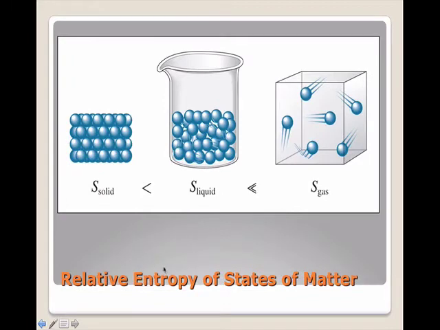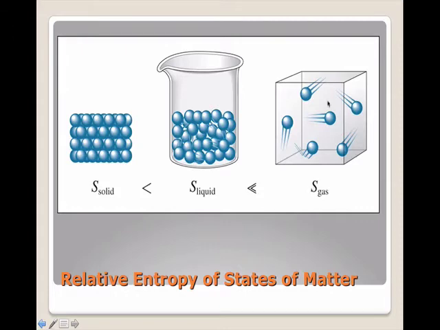So if we relate entropy then to the states of matter, because we're saying entropy is this randomness, it's disorder, the entropy of a solid is going to be a lot less than the entropy of a liquid, which is allowed to move around, which compared to the entropy of a gas, the gas is much greater, and that's why they used the two caret signs here.